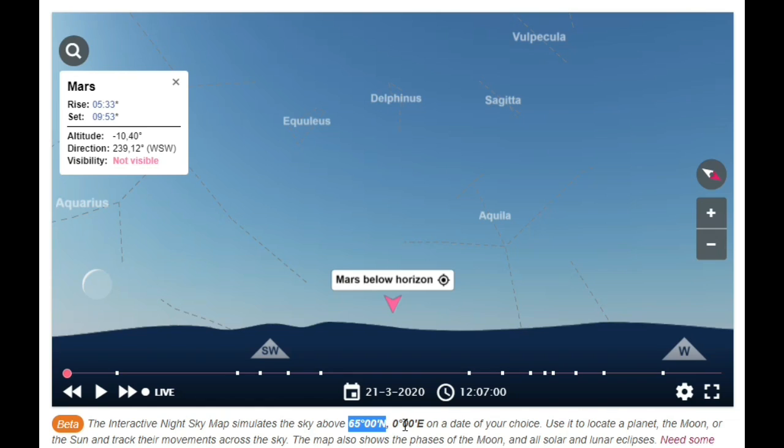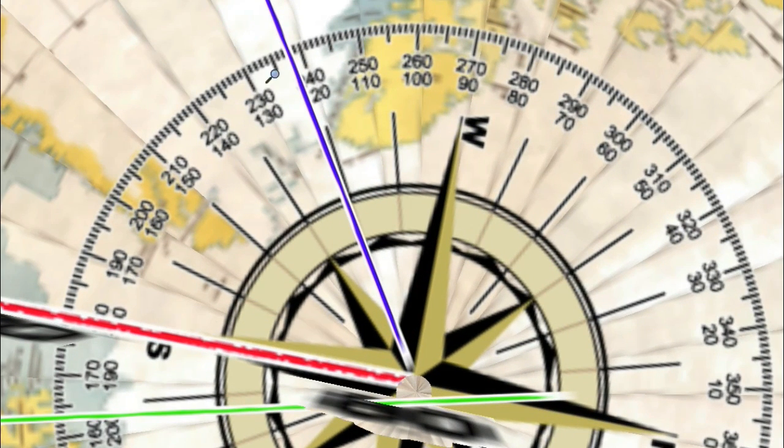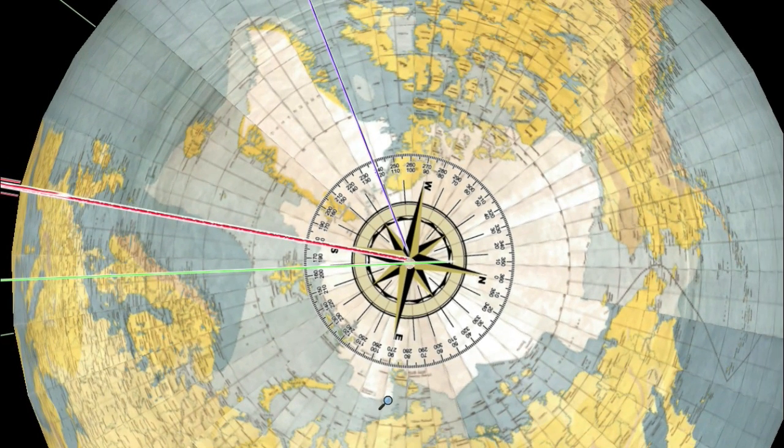Let's move to the 65 latitude north. Azimuth is 239. For the 65 latitude north.